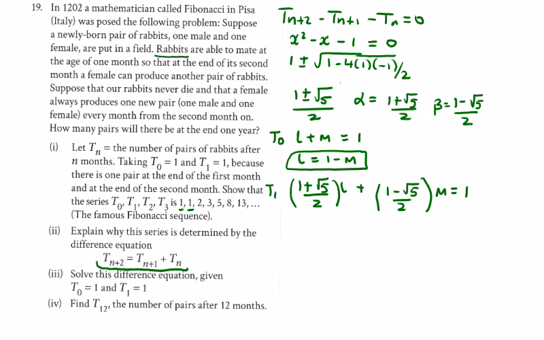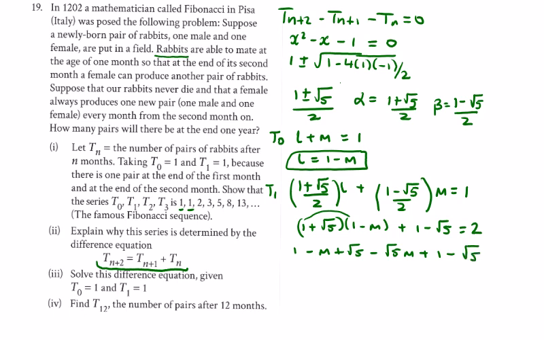So I'm going to multiply by 2 first and replace L. So 1 plus root 5 times L, which is 1 minus M, plus 1 minus root 5. We're multiplying by 2. We'll get rid of the fraction on the bottom, and don't forget to multiply the 1 by the 2. So multiplying out these brackets, 1 by 1, 1 minus M plus root 5 minus root 5M plus 1 minus root 5 is equal to 2.